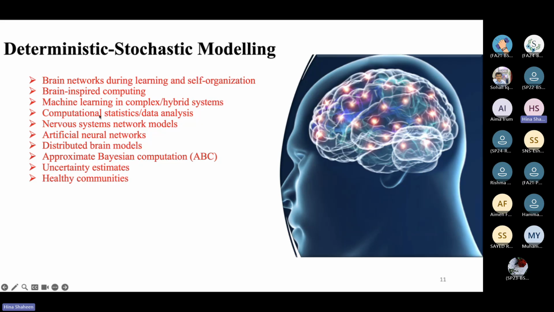So it is very important, when it comes to brain networks, during self-learning and self-organization, to have brain-inspired computing. We have used machine learning in a complex and hybrid system. We developed an artificial neural network model, and I'm still doing this.